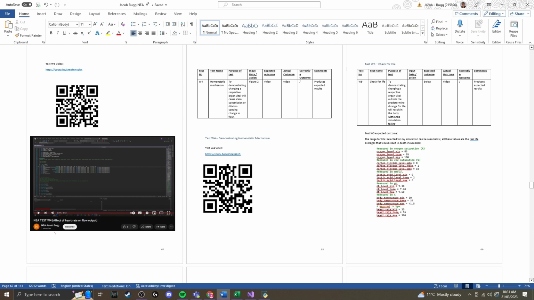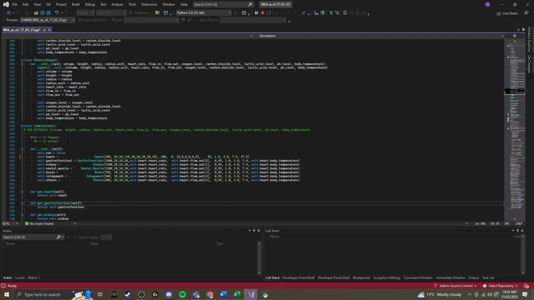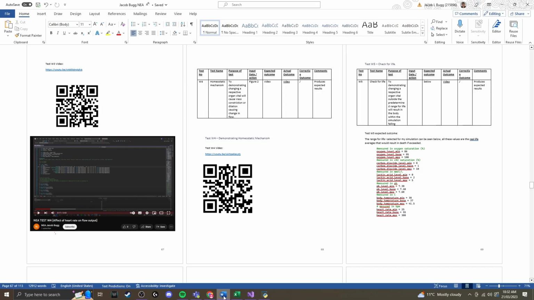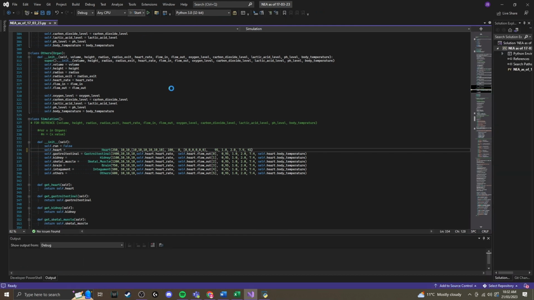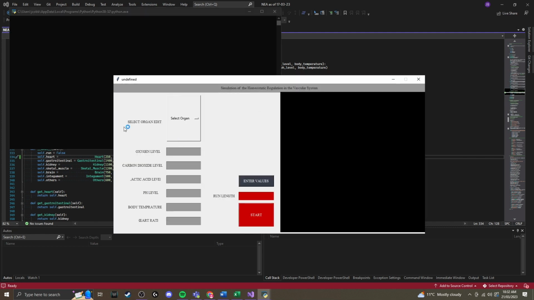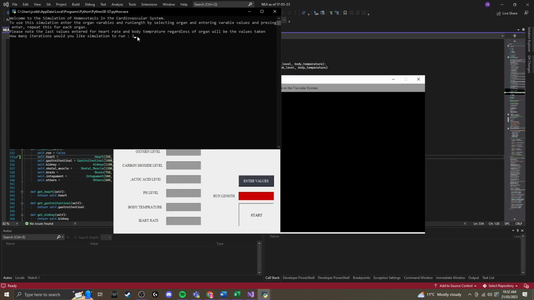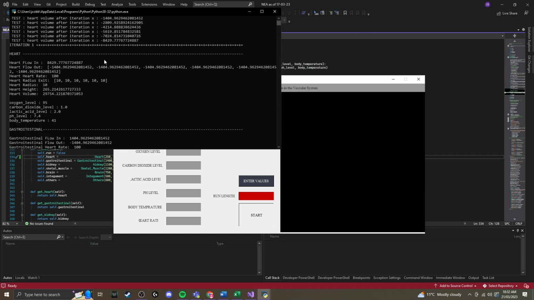So now we can do body temperature. The max body temperature is 41.5. By then you suffer heat stroke and die, and the lowest you can go is around 30 before hypothermia and death. So let's try that. Let's change the temperature to 41. See, the body is still alive.